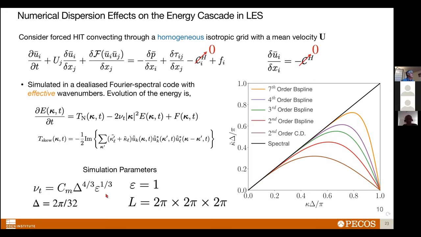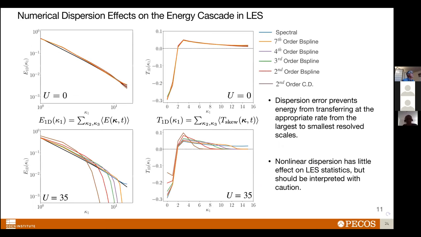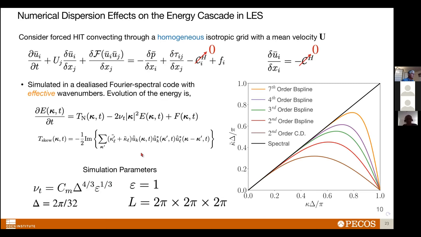I should note that we're using an eddy viscosity model, the Kolmogorov model, which is appropriate because we're using isotropic turbulence. Isotropic resolution is appropriate. Okay, so one more thing. I'm going to do this in the context, I should have mentioned this earlier, of the turbulence being convected by a uniform velocity through the grid. So there's a uniform velocity here.